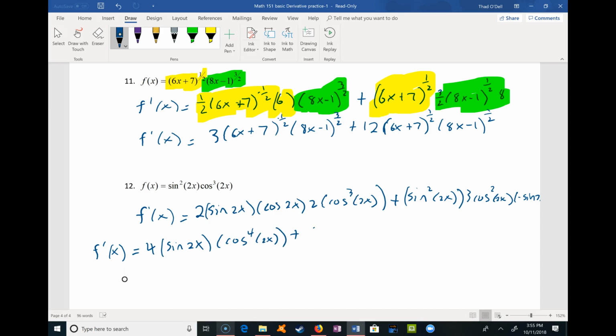So this is going to be sine squared of 2x times 3 cosine squared of 2x times negative sine of 2x times 2.